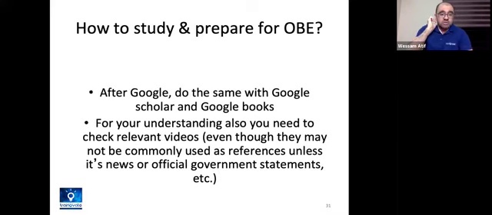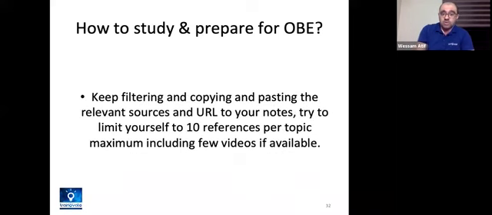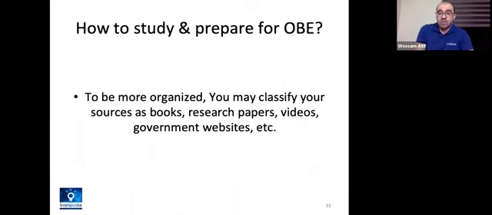After Google, do the same as we said with Google Scholar. You can do with Google Books and any other trustworthy website. For example, if you're a quality person, then check the main quality website. If you're a safety person, check, for example, the HSE website, the OSHA website, etc. For your understanding also, you need to check relevant videos, as we said, and we already talked about how you can use that as a reference. And you keep filtering them, copying and pasting, and try to limit yourself to 10 references per topic maximum, including few videos if available. That's just for you not to be overwhelmed due to the enormous amount of information available online. All right. To be more organized, you may classify your sources as books, research papers, videos, as we did in the Word document.